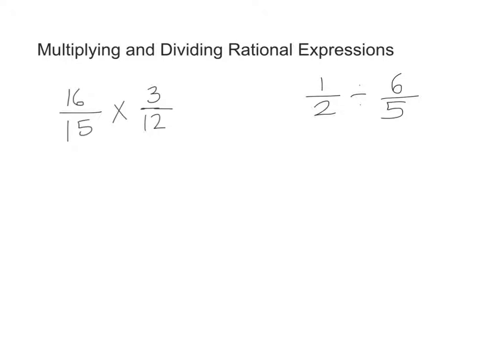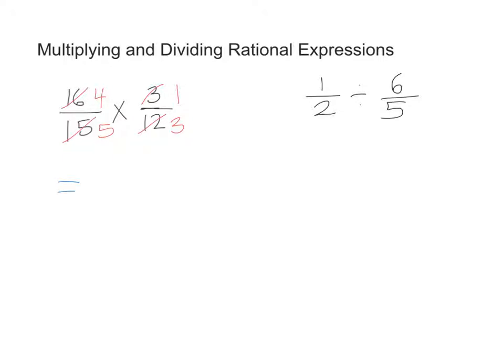So let's look at two of them that have a common factor. It has to be a numerator and a denominator. What do you see? 3 and 15 can both be divided by 3. That turns into a 1, and that turns into a 5. 16 and 12, what's their common factor? 4. Divide them both by 4. This becomes a 4, and this becomes a 3.